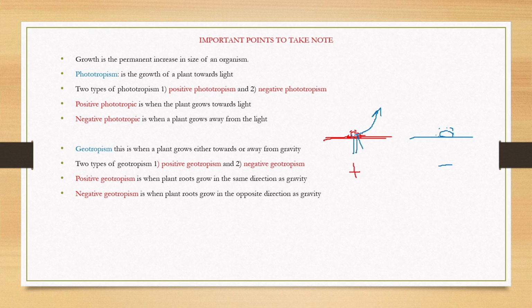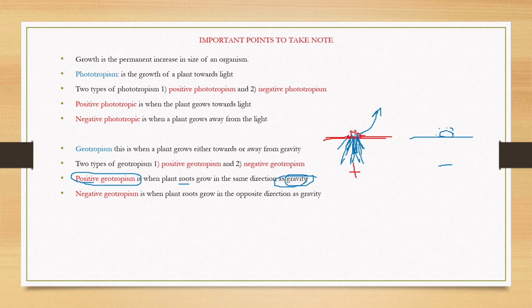What you discover is that the shoot will grow in this direction, but the roots will grow downwards. So when the roots grow downwards, they are responding to gravity. When they grow in the ground, they are responding to gravity. Then that's positive geotropism. It is when the roots grow in the same direction as gravity, and that's positive geotropism.